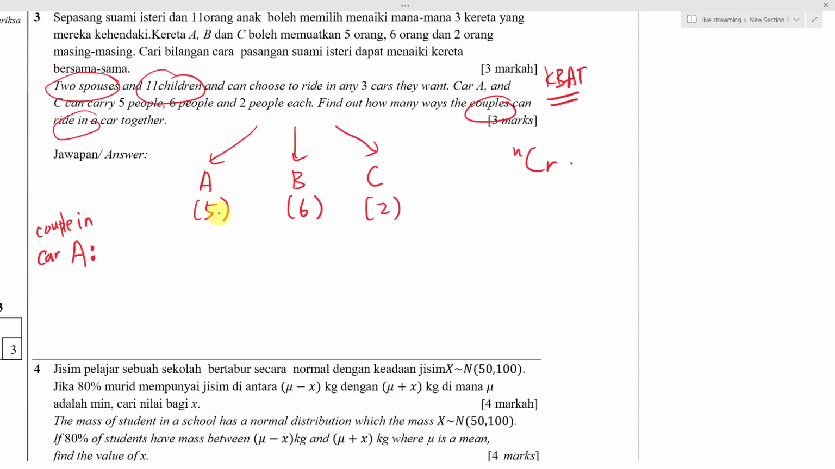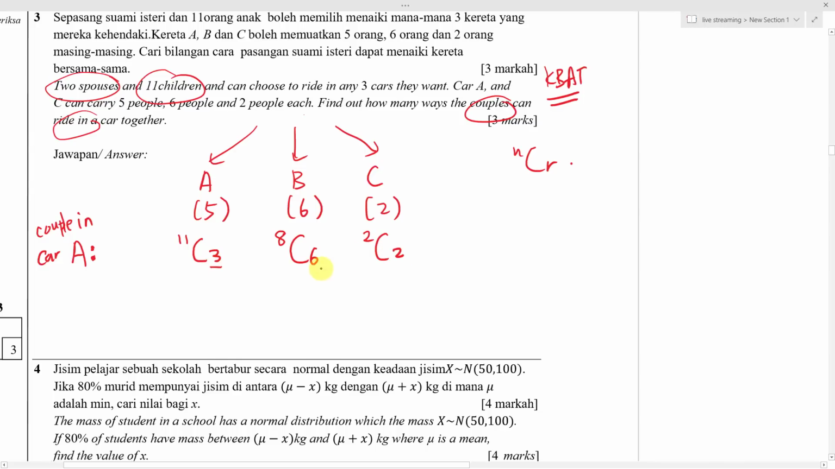And right now you have 11 children. So how I am going to allocate these 11 children is like this. I will put 3 children in car A first, then the rest I will put in car B, then the rest in car C. So I will do 11C3. That means from the 11 children here, I choose 3 children to put in car A. And then after choosing 3, I still have 8 children left, isn't it? So from these 8 children, I will choose 6 to put in car B. And then I still have the last 2 children, so I choose all 2 children into car C.